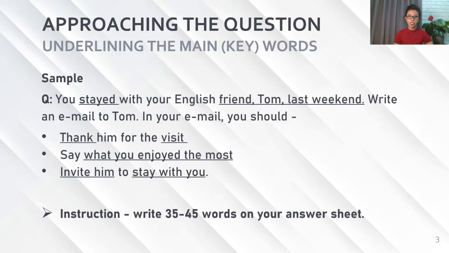So it says you stayed with your English friend. Look at the word stay. Stay has the form of past simple, so this is past tense. With your English friend Tom last weekend. So obviously this is last weekend. This is already done. It's not now. It's in the past. So the tenses that you're going to be writing for this one will include past simple, past continuous, and past perfect. Tenses like that are going to be a part of your writing.